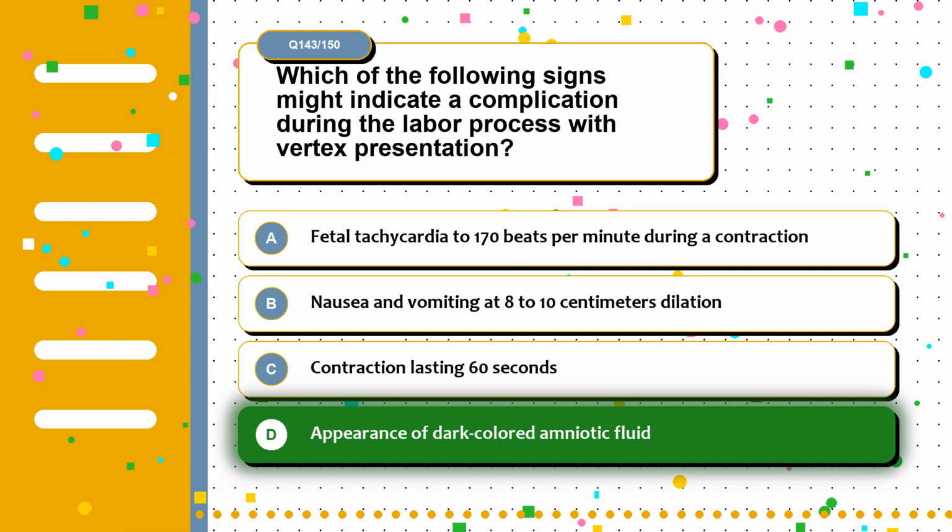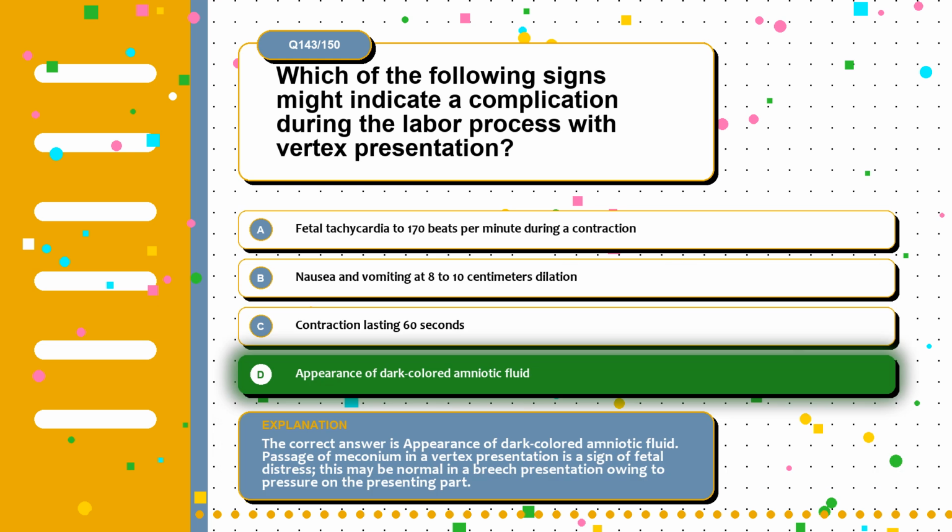The correct answer is option D. Appearance of dark-colored amniotic fluid. Passage of meconium in a vertex presentation is a sign of fetal distress. This may be normal in a breech presentation owing to pressure on the presenting part.